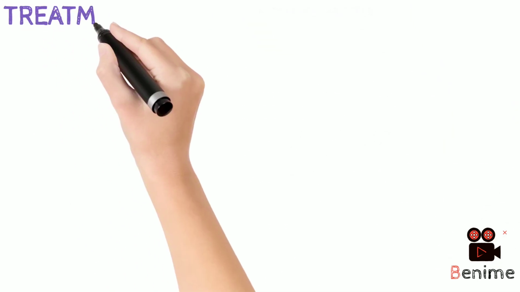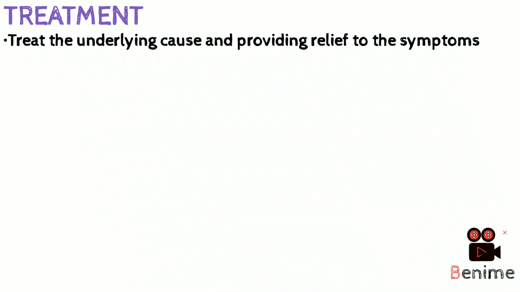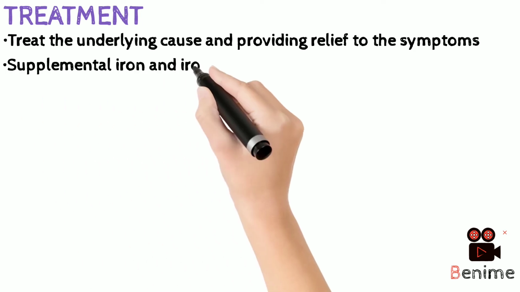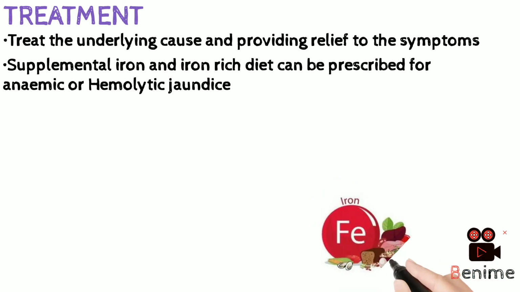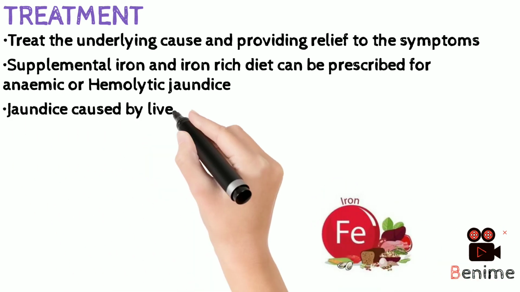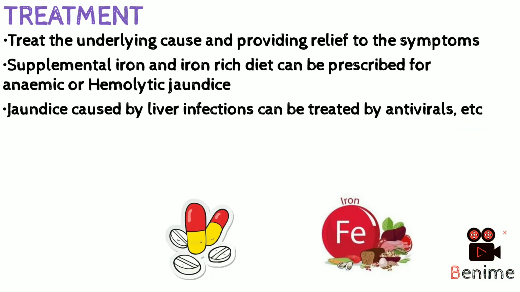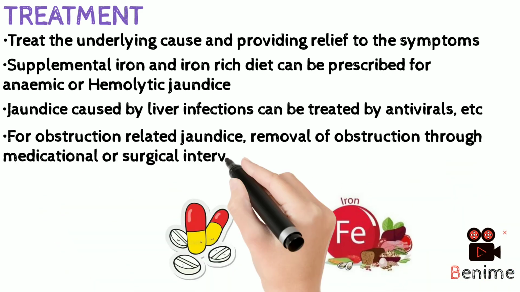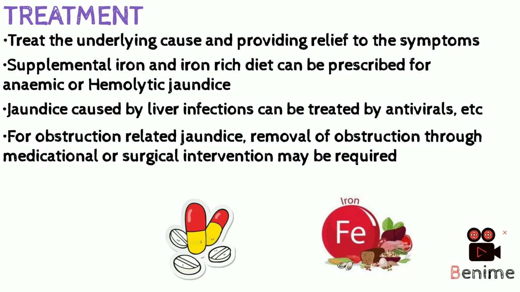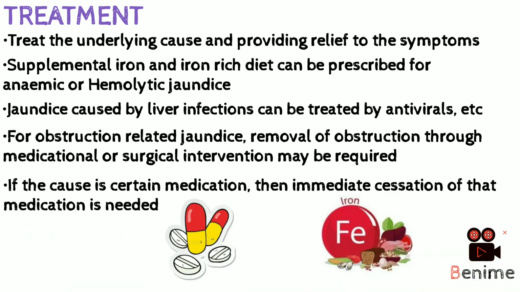The treatment of jaundice is mainly based on treating the underlying cause and relieving the annoying symptoms. For the cases of hemolytic or anemic jaundice, supplemental iron and food rich in iron is prescribed. For the jaundice which is caused by liver infection, drugs like antivirals are used. For obstructive jaundice, removal of obstruction through surgical or medical intervention is required, and if it is a drug-induced condition, immediate cessation of that medication is prescribed.